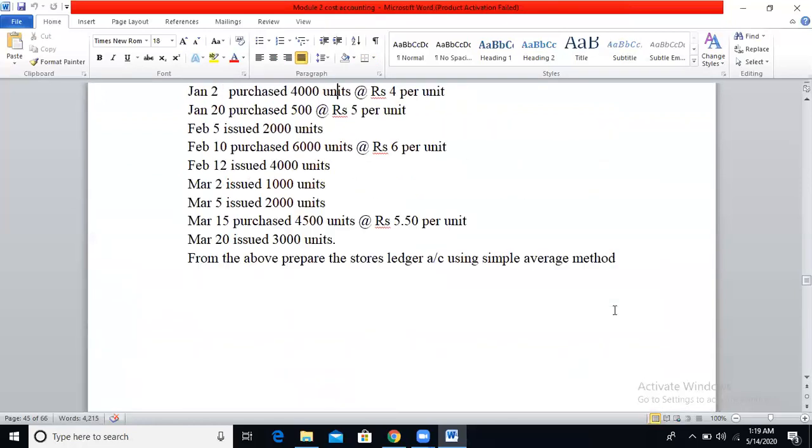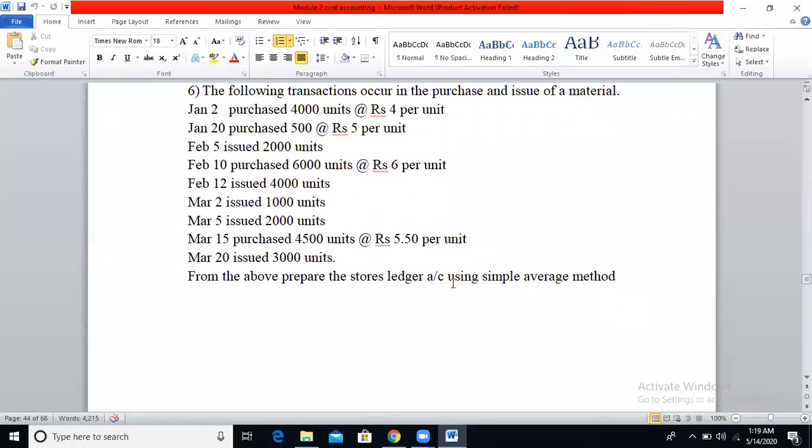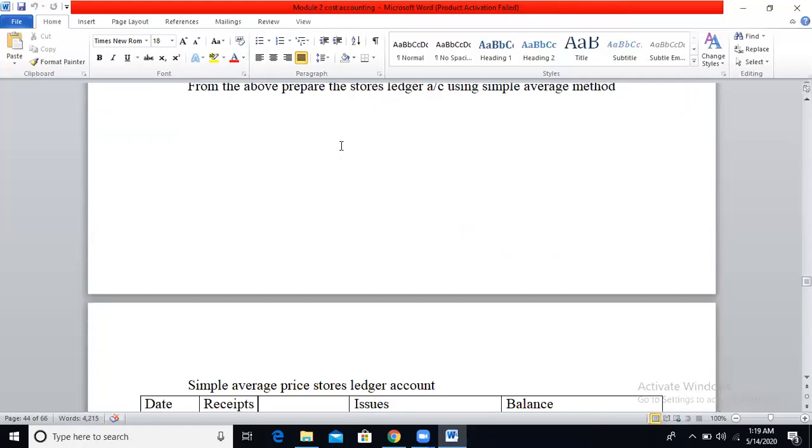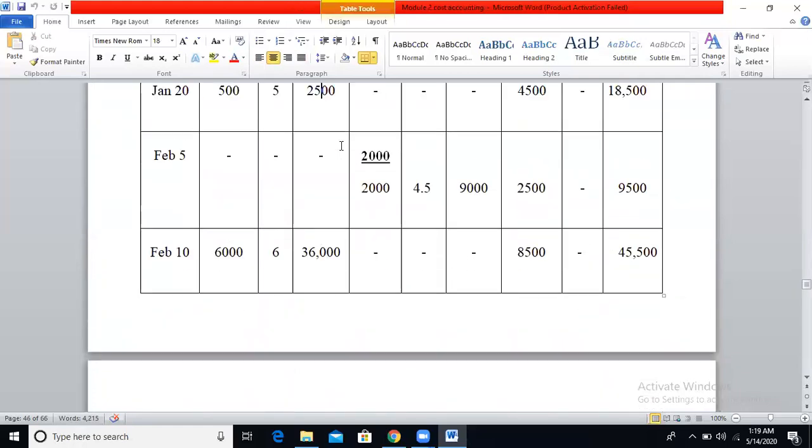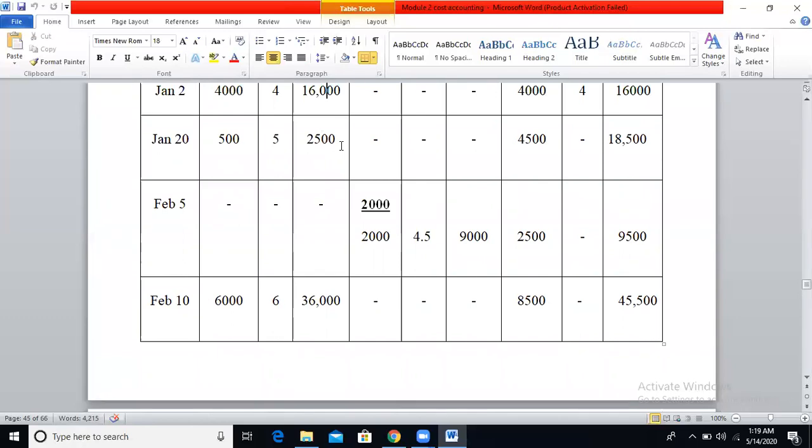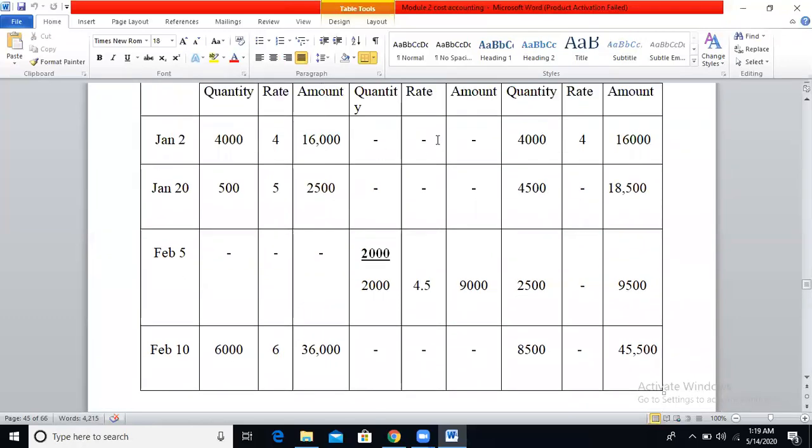The next transaction is February 5th, we are making an issue, that is issue of 2000 units. So whenever you are making the issue, you have to check the balance quantity prevailing. How you will get this 4500 units? You have to go reverse order, reverse chronological order, or latest purchase price.